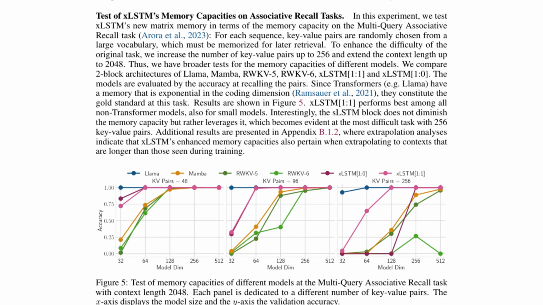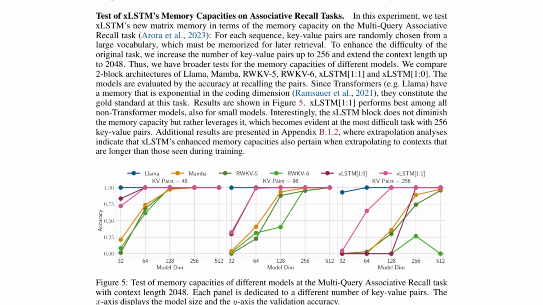Test of xLSTM's memory capacities on associative recall tasks. In this experiment, we test xLSTM's new matrix memory in terms of the memory capacity on the multi-query associative recall task. For each sequence, key value pairs are randomly chosen from a large vocabulary which must be memorized for later retrieval. To enhance the difficulty of the original task, we increase the number of key value pairs up to 256, and extend the context length up to 2048. Thus, we have broader tests for the memory capacities of different models.